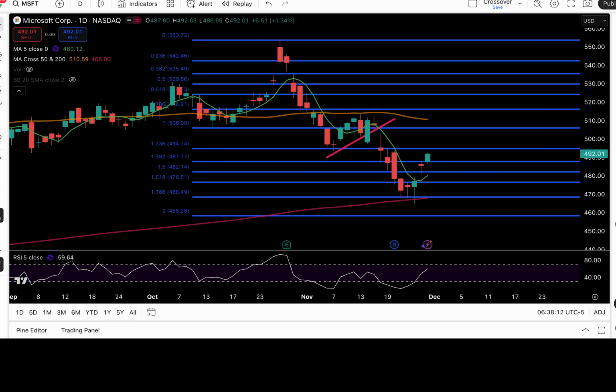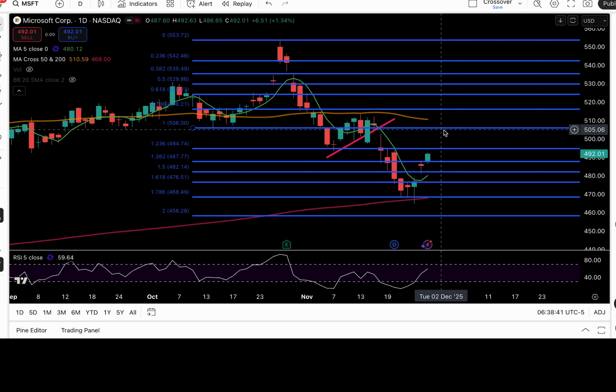Here is Microsoft also going for the bounce. 487.7 is the critical support level. I have one at 491, 489, and then 487.7. As long as above, we can expect more upside with 493 and 494.74 as my next resistance levels. If those levels clear, there's a good chance we go hit 500 plus.